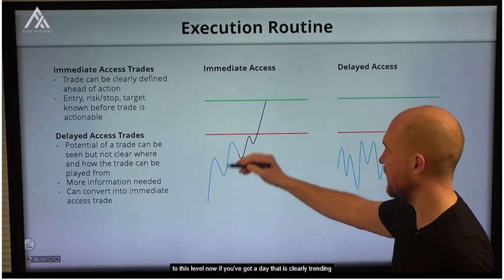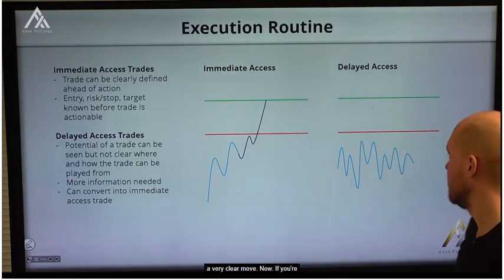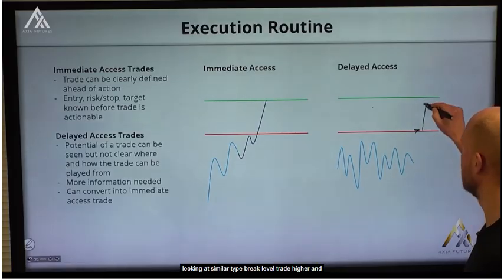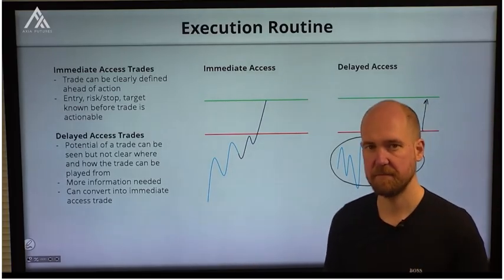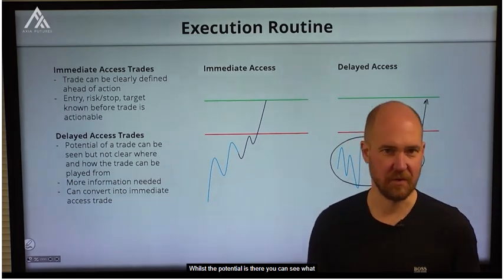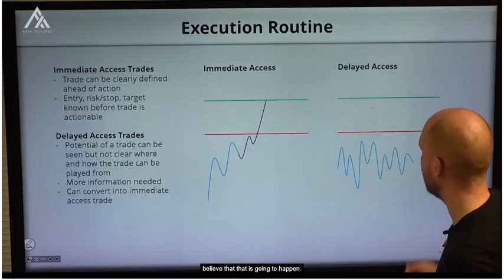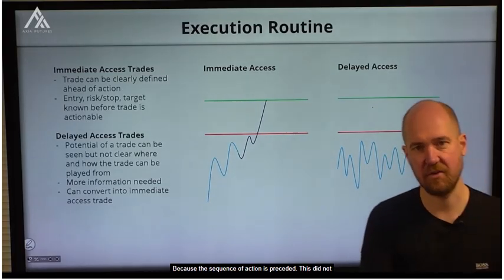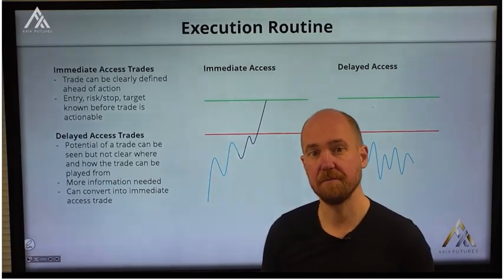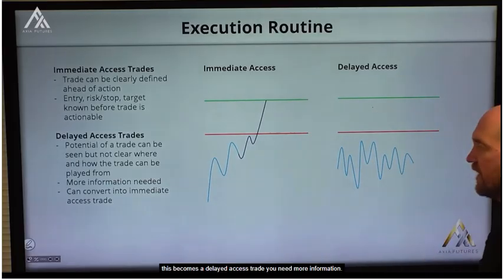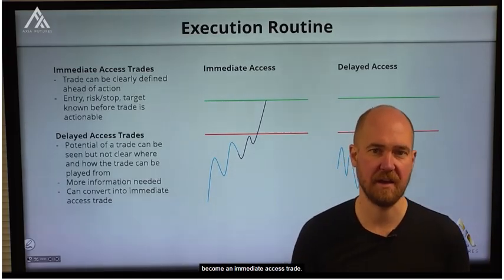Now, if you've got a day that is clearly trending up to it, it makes a lot of sense that this is a very clear move. Now, if you're looking at a similar type break level, trade higher, and you're on a day that's exhibiting very range-bound trade, whilst the potential is there, you can see what could happen, there is no reason to believe that that is going to happen, because the sequence of action that's preceded this does not indicate that potential. Therefore, this becomes a delayed access trade. You need more information. Once you have more information, then it can become an immediate access trade.